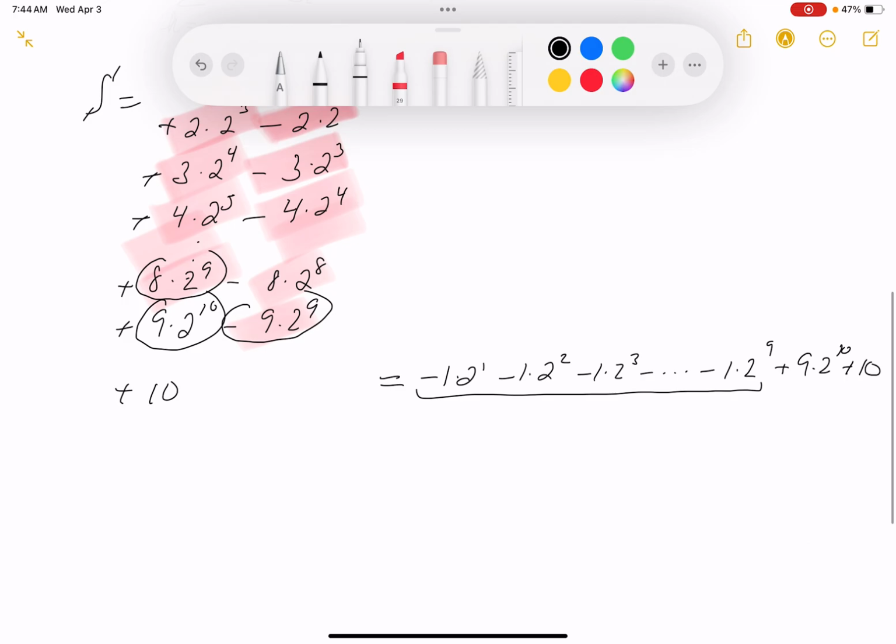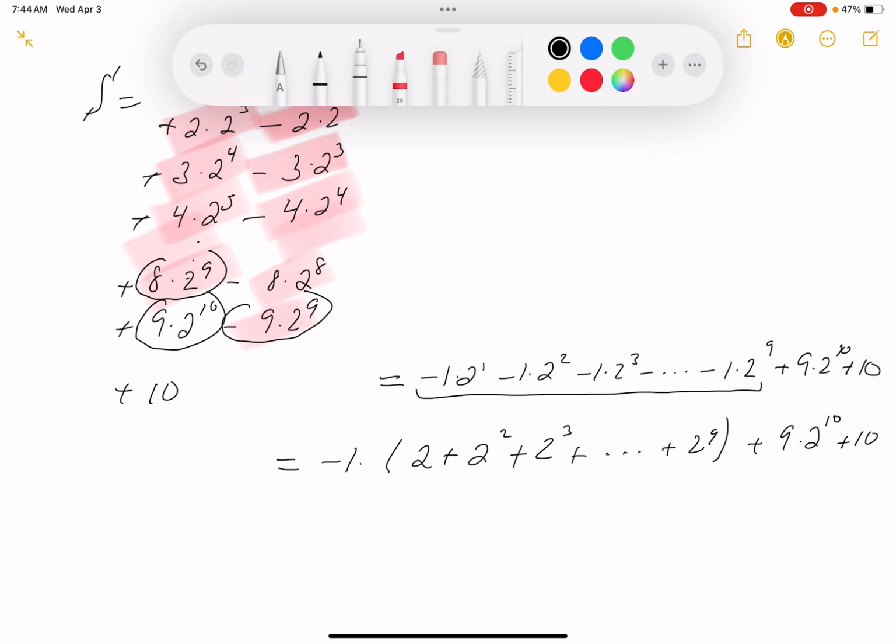Not the end. I want to factor out the minus 1. And what do you get there? 2 minus 2 squared minus 2 cubed. Oh, you know what? It's plus, because I'm going to minus 1. Let me put this down. Yada, yada, yada, up to 2 to the 9th power. And this one over here, oh boy, that's going to be a tough one, isn't it? So it's 9 times 2 to the 10th plus 10.